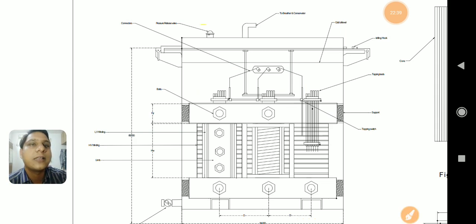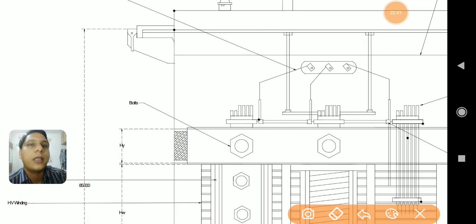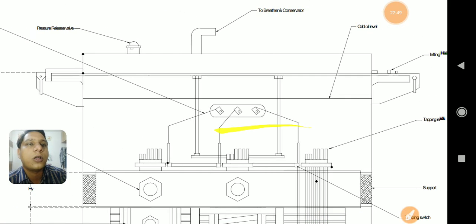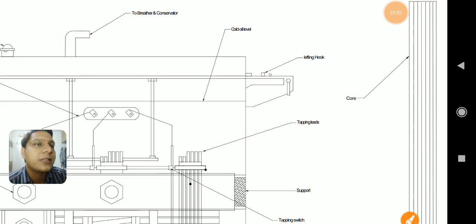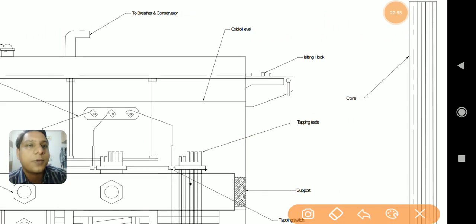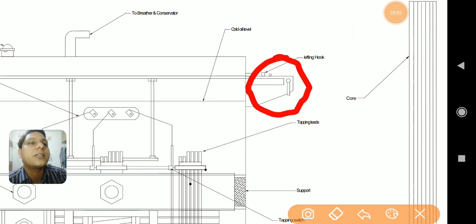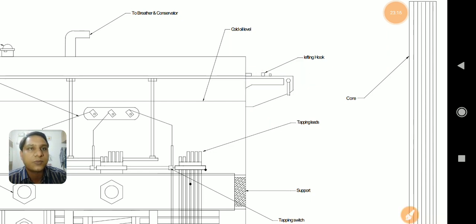Then the other accessories I could concentrate on. If you look at this part, you can observe the same shape on both sides of the tank. This is nothing but the lifting hook. This complete assembly, present on both sides, is just to lift the transformer from one place to another. Whenever we are lifting a heavyweight transformer, we need to provide this assembly. So this is for lifting of the transformer.